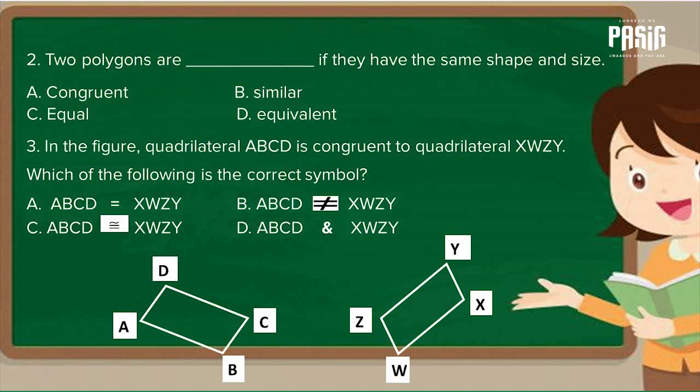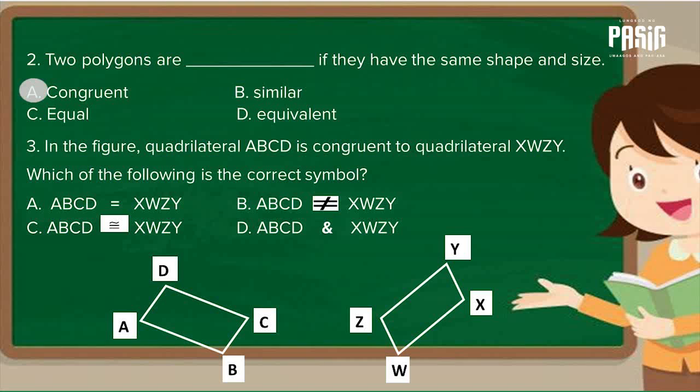Number 2. Two polygons are blank if they have the same shape and size. A, congruent, B, similar, C, equal, or D, equivalent. And the correct answer is A, congruent.